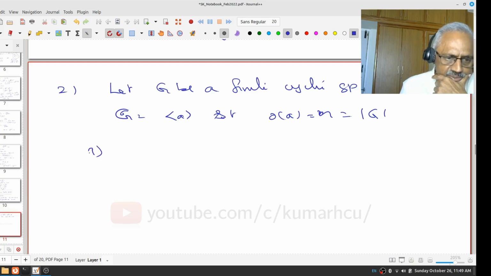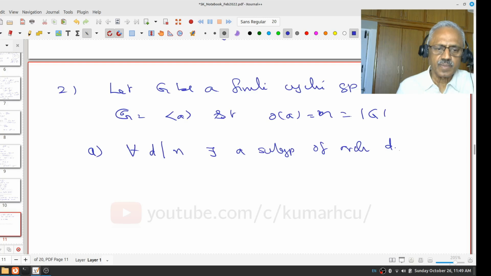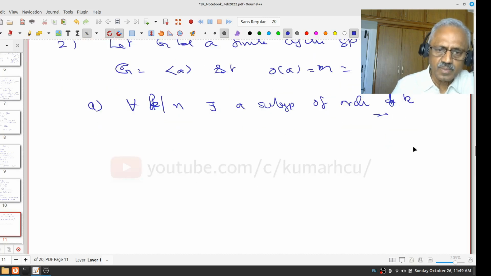These are the points we are proving: A, for every divisor d of n, there exists a subgroup of order d. Maybe I will write it as k because we used k, order k. Okay. How do you do that?